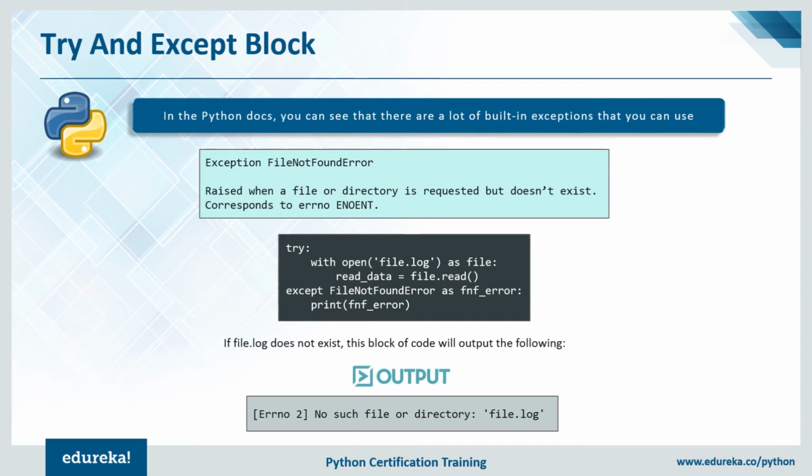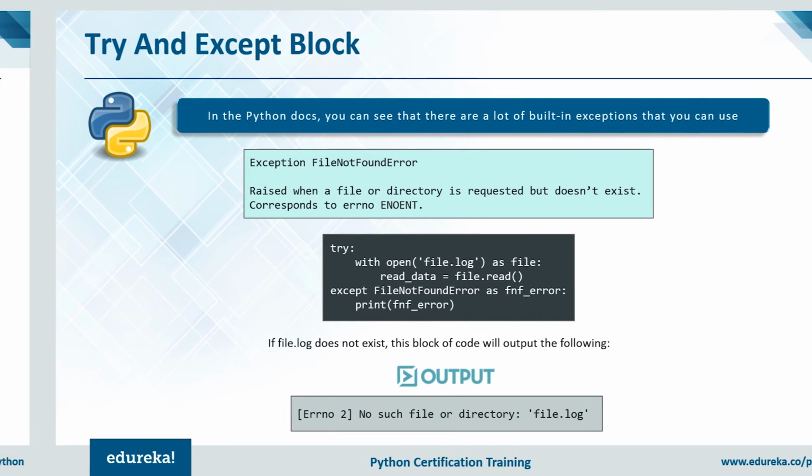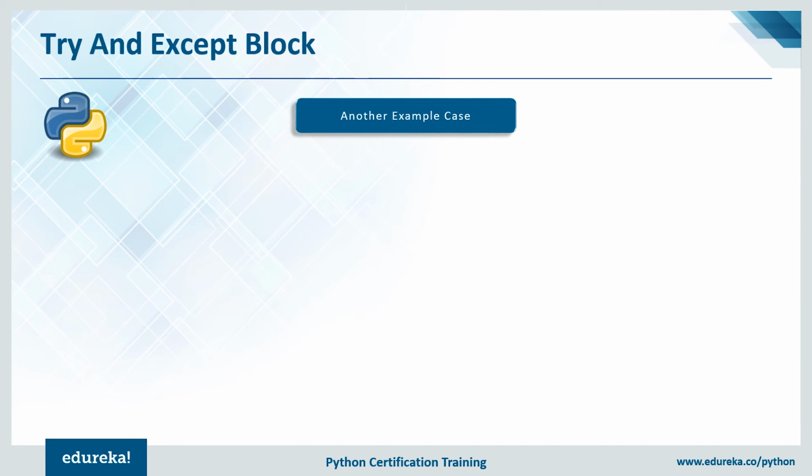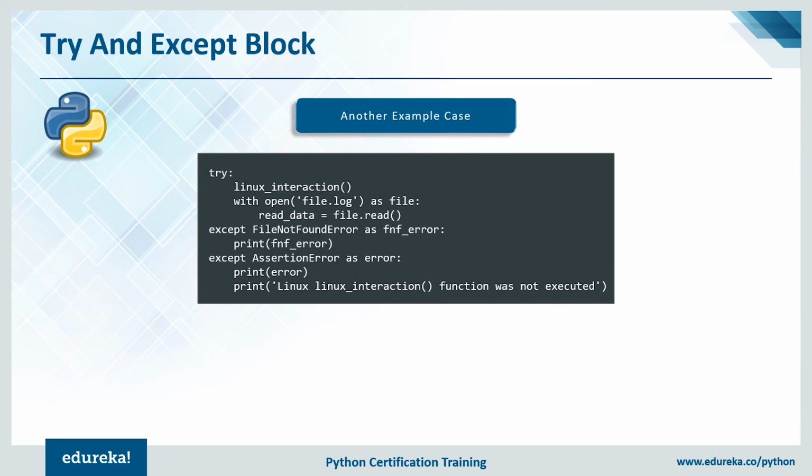So instead, what you can do is refer to the specific exception class that you want to catch and then handle those particular exceptions, guys. So look at this following piece of code I have for you. Here you first call the Linux interaction function and then later try to open a file, guys. So let us quickly jump into PyCharm and check it out.